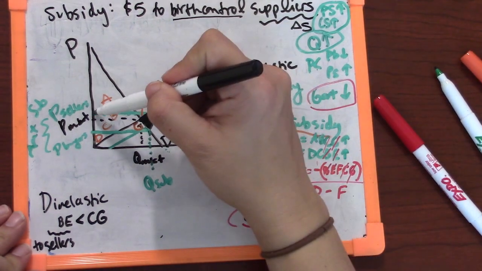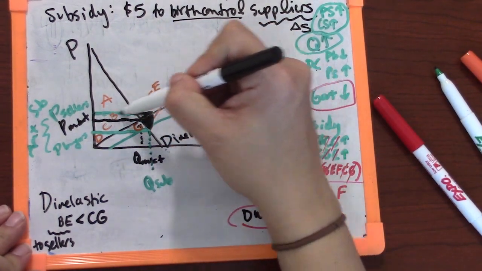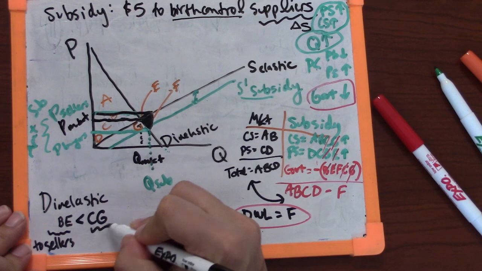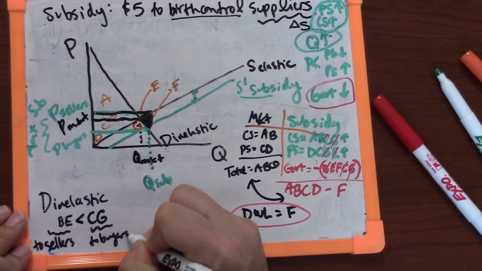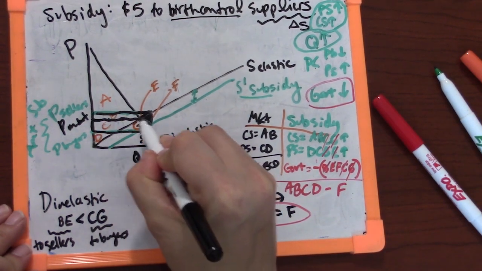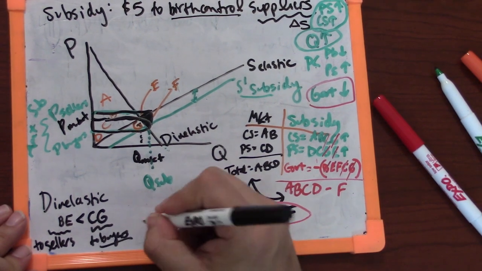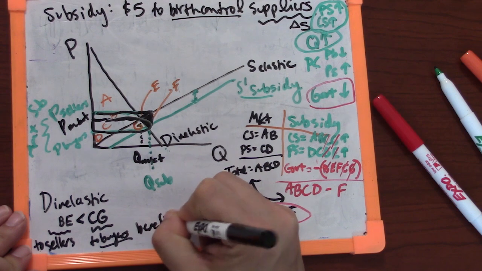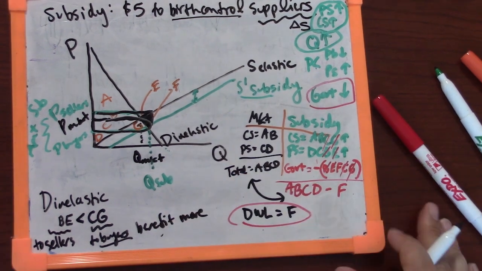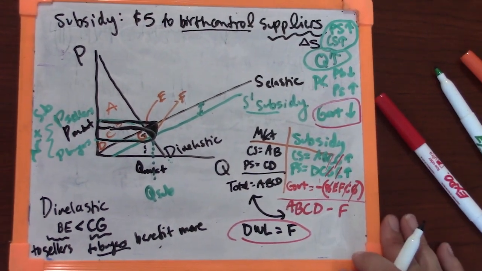This is the amount that is paid to the sellers, right? This is how much their price goes up, B and E. This is the amount that's paid to the buyers. This is how much their price drops. So the relatively inelastic curve, the demand curve, the buyers benefit more. And that is one of our golden rules of taxes and subsidies.